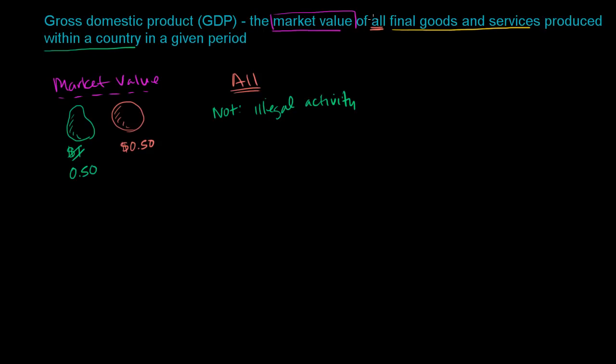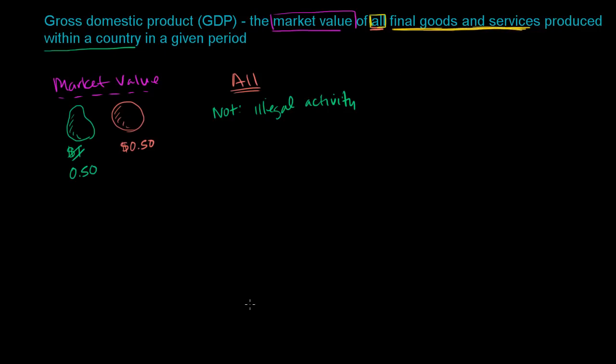But GDP does include pretty much everything that can be tracked. Anything where there's an exchange of money. There's some payment between two parties for that good or service. Now, a really interesting thing, and this is something that I used to find confusing when I first got exposed to GDP, is the whole notion of final goods and services.